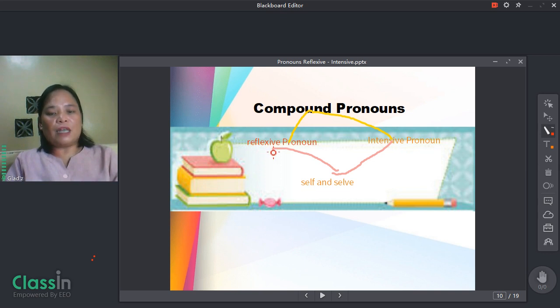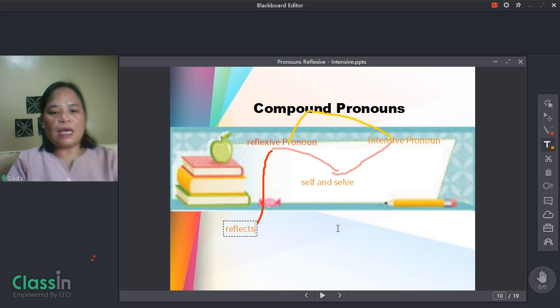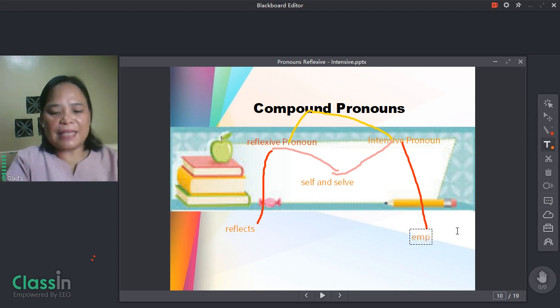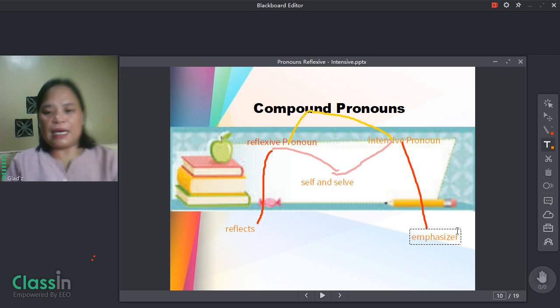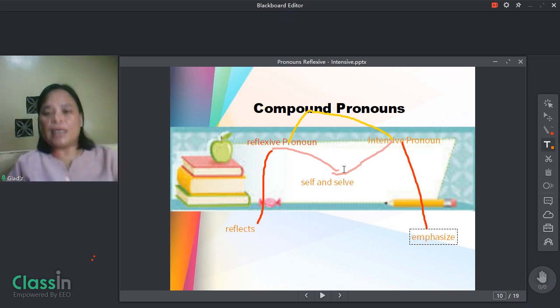Why? Because a reflexive pronoun is used to reflect back to the sentence, while the intensive pronoun is used just to emphasize the subject in the sentence.